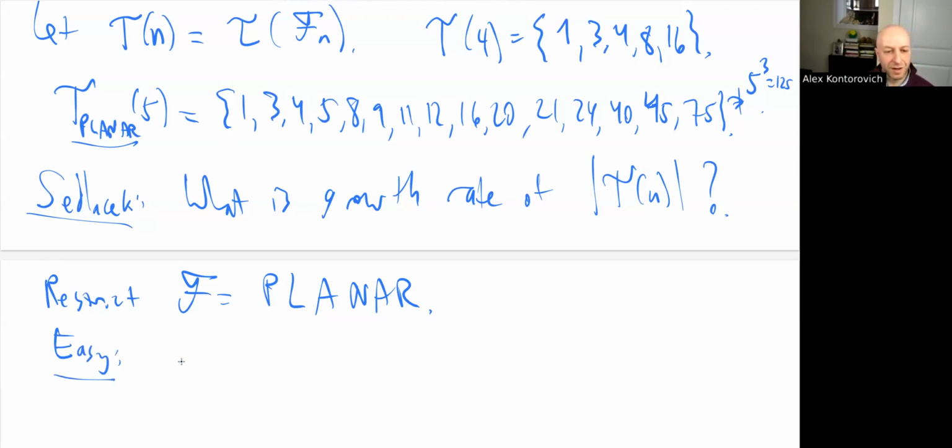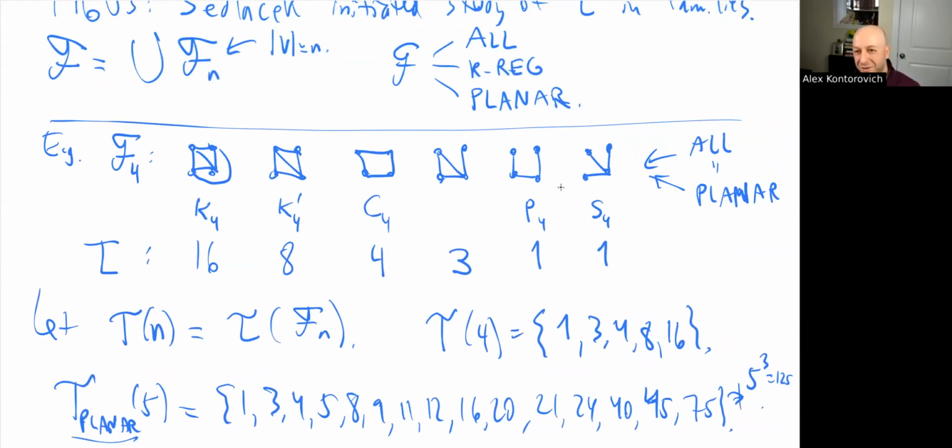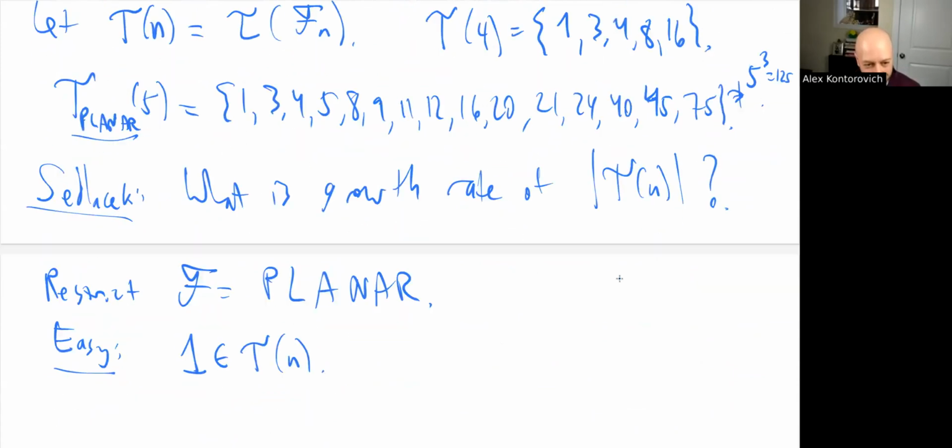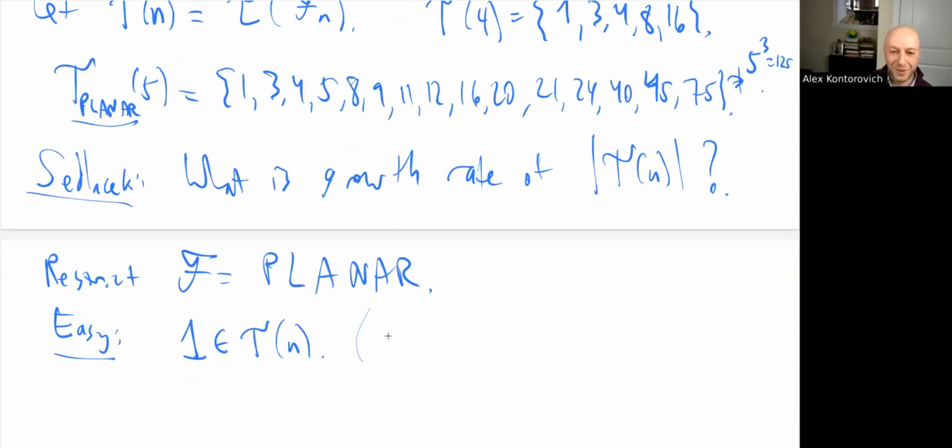First of all, 1 is always in T(n) because you have trees. If you're already a tree, as we saw here, there are lots of different trees, and they all have one spanning tree. So 1 is always there. By the way, 2 is never a spanning tree number, because if you have 2 spanning trees, there's always a third somewhere.